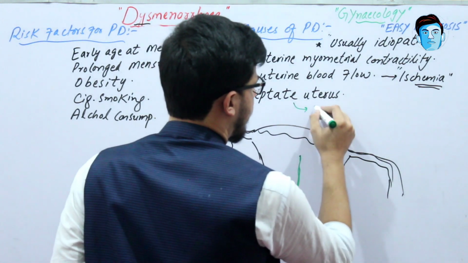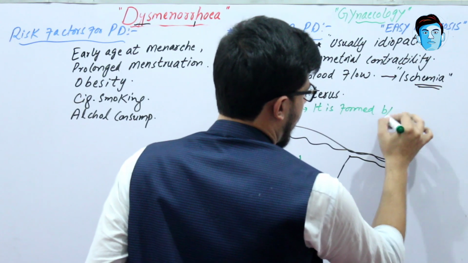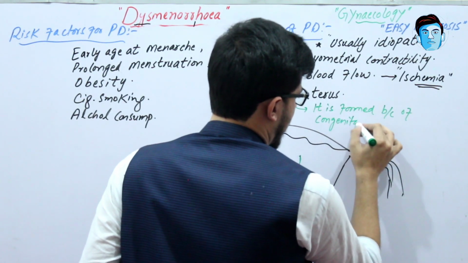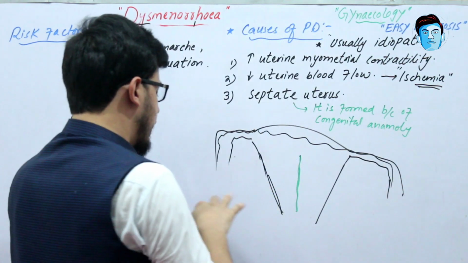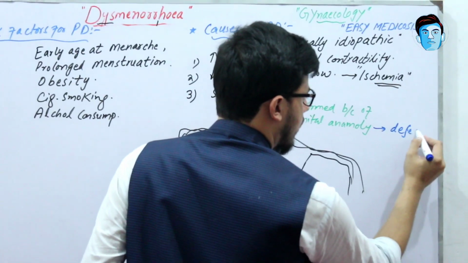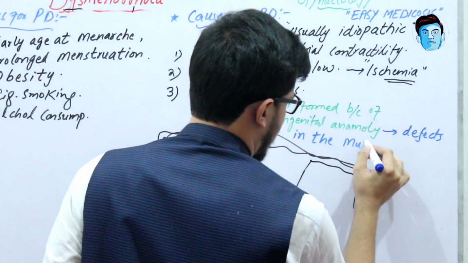It is formed because of a congenital anomaly, and majorly that is because of defects in the Mullerian duct.